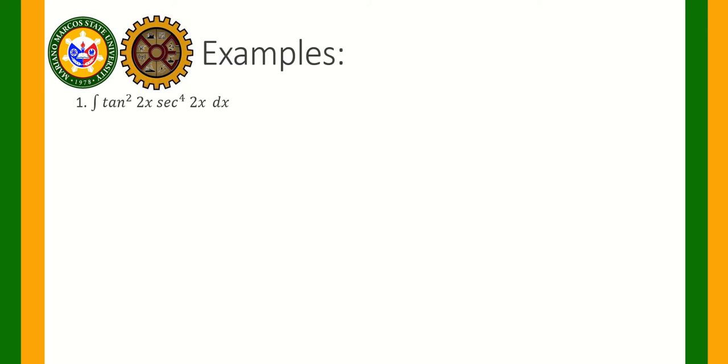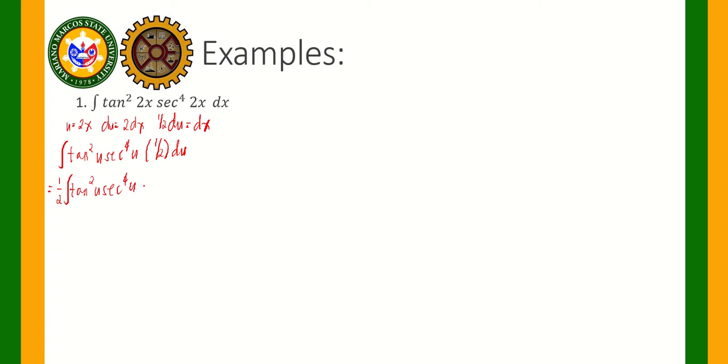So let u muna tayo. Let u be equal to 2x. So our du is equal to 2 dx, and 1/2 du is equal to dx. If we rewrite this, this will be equal to tangent squared u secant raised to 4u times 1/2 du. So this will be equal to 1/2 times the integral of tangent squared u secant raised to 4u du.